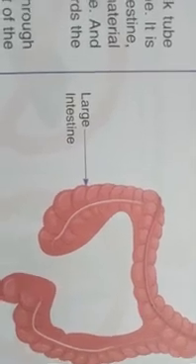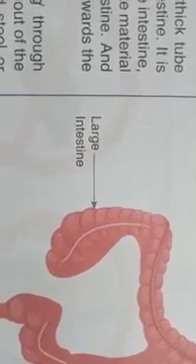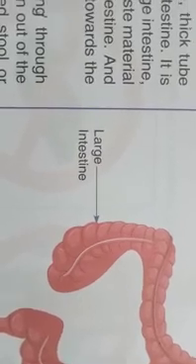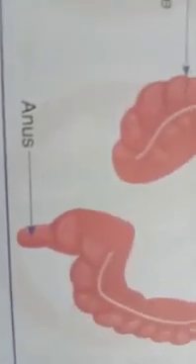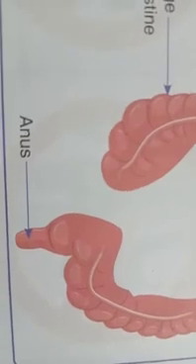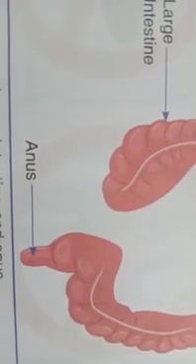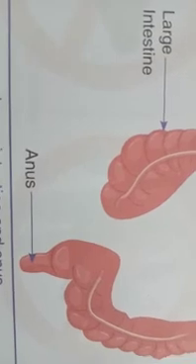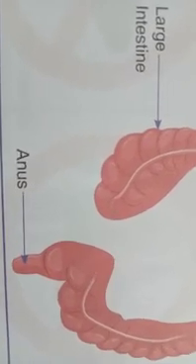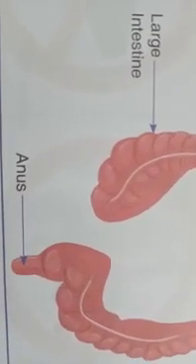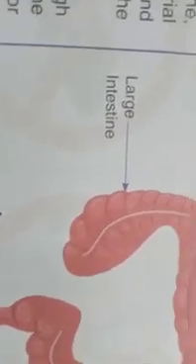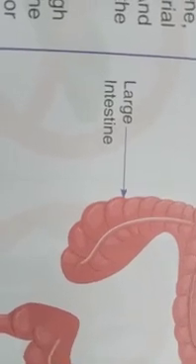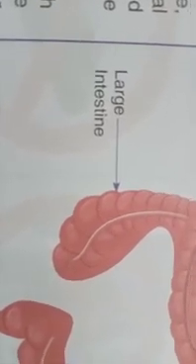So what is the anus? The anus is a small opening through which the waste material is thrown out of the body. The anus is a small opening through which the waste material pushed by our large intestine is thrown out from our body. So this waste material is called stool or feces. So what is the name of the waste material? The waste material is called stool or feces.